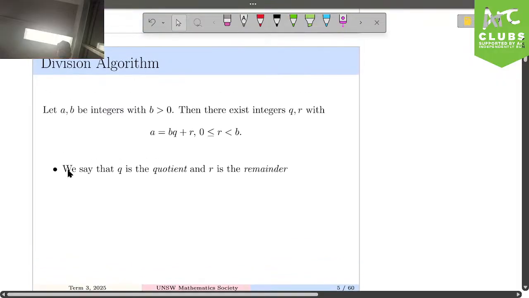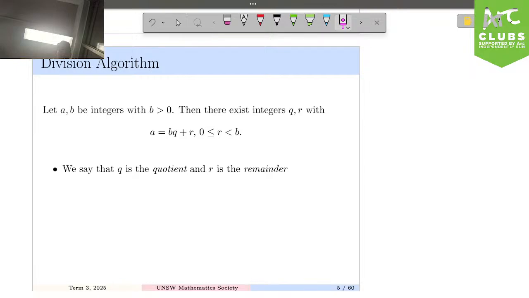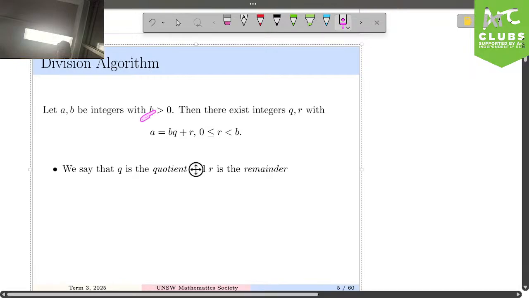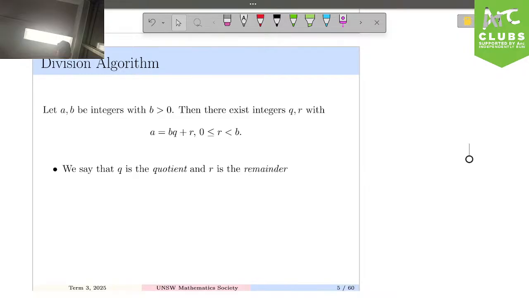The first thing that we want to talk about is the division algorithm. Let a and b be integers with b greater than 0. Then there exist 2 other integers, a quotient and a remainder, such that we can write a = bq + r. Where does this arise from? I can do a divided by b, and I'm going to get a quotient q, and a remainder r divided by b.